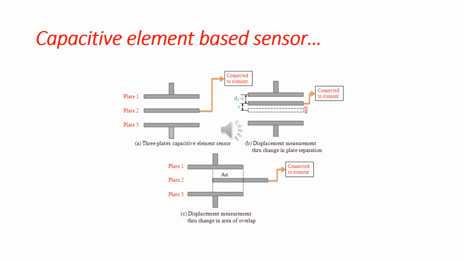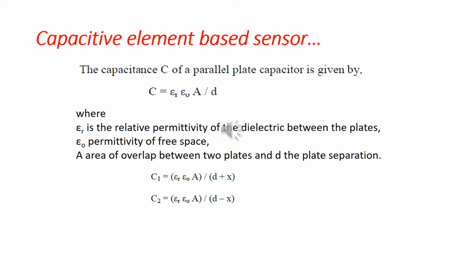The linear displacement may take two forms. One is, one of the plates is moved by the displacement so that the plate separation changes. Another is the area of overlap changes due to the displacement. The capacitance C of a parallel plate capacitor is given by C is equal to epsilon r epsilon naught A divided by D, where epsilon r is the relative permittivity of the dielectric between the plates and epsilon naught is the permittivity of free space. A is the area of overlap between two plates and D is the plate separation.